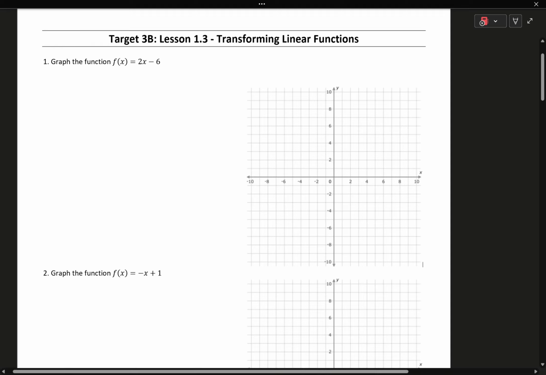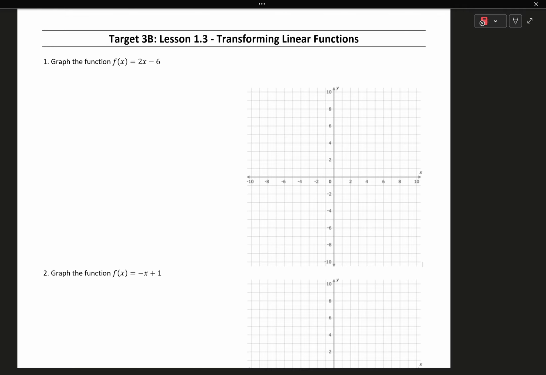Hello, and welcome to a little lesson about transforming linear functions. In this lesson, we are going to specifically focus on linear translations. Let's go. To begin, let's do a little warm-up of graphing.